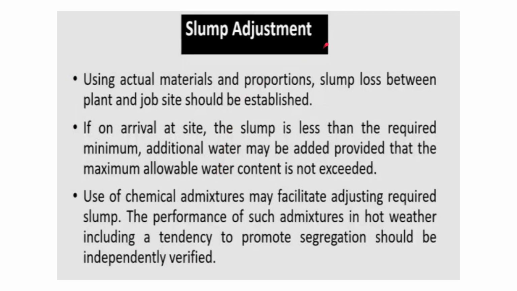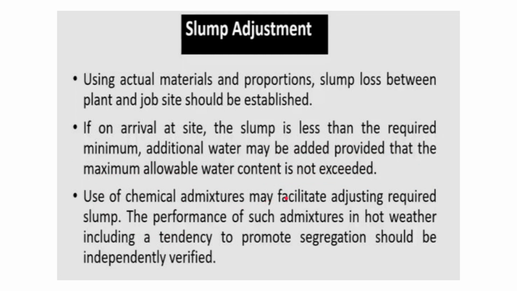Apart from that, we can also study how slump adjustment can be done to cope with the increase in water demand. Using actual materials and proportions, slump loss between plant and job site should be established, and that can only be done by trial mixes. If on arrival at site the slump is less than the required minimum, additional water may be added, provided that the maximum allowable water content is not exceeded. So this is a basic rule.